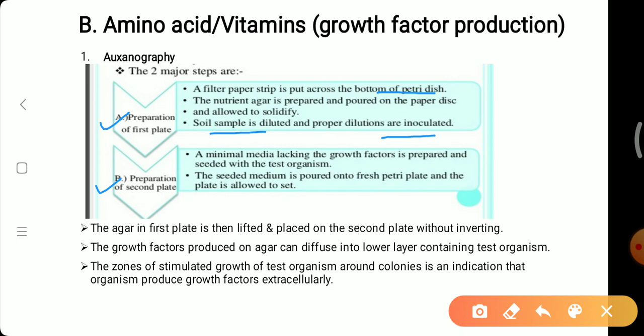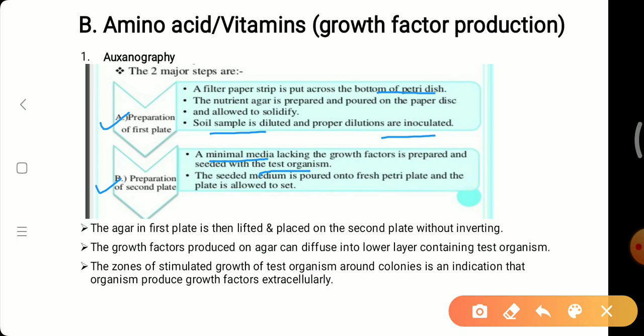Now it is the preparation of the second plate. In the preparation of the second plate, we take a minimal media, which means it lacks growth factors. In the minimal media we add the test organisms. Then the seeded medium is poured onto a fresh Petri plate and the plate is allowed to set.